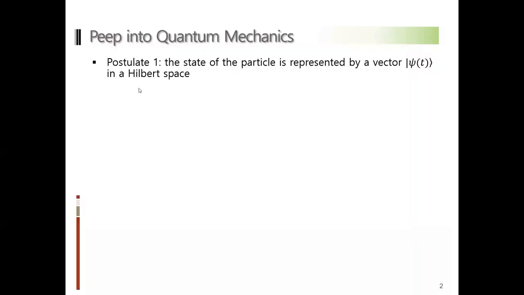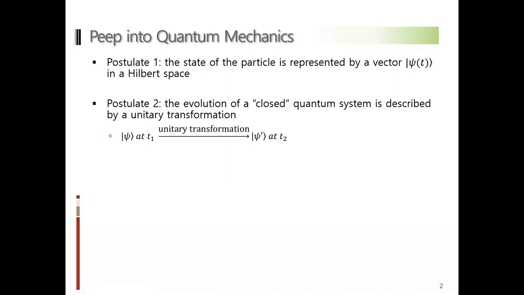I hope now you are a little bit more comfortable with this first postulate. So what is the next postulate? The next postulate is about the evolution of a closed quantum system. The quantum system state will be represented by some vector, and the evolution of this vector is described by a unitary transformation, which means that the next state will be connected to the previous state through a unitary transformation.